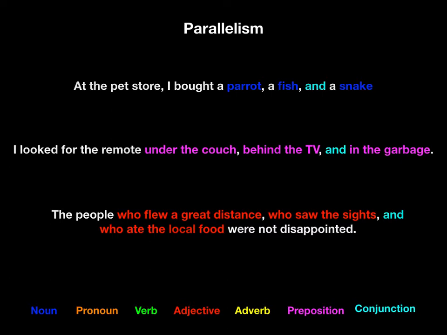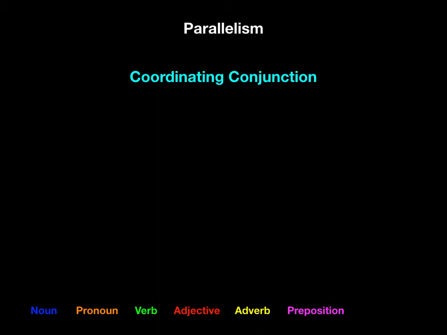When looking for issues with parallelism, coordinating conjunctions are important because they indicate that we are joining two elements. Our coordinating conjunctions can be remembered by the term Fanboys.